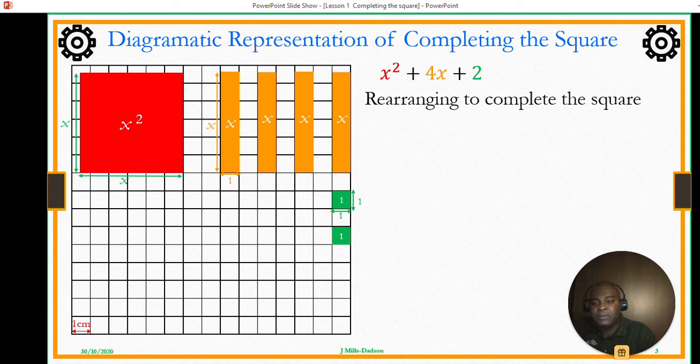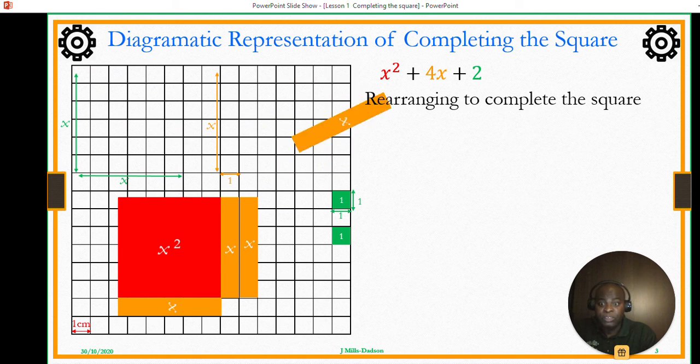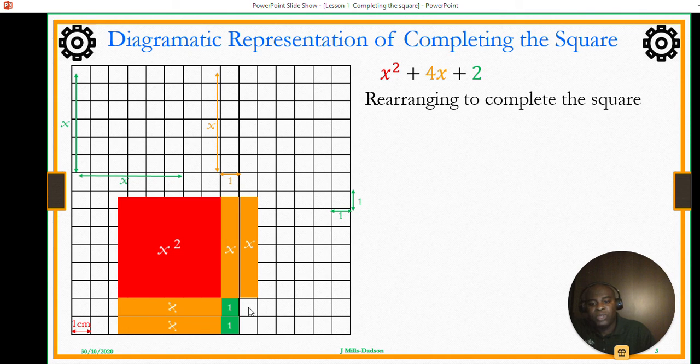Let's rearrange the square now. So split the middle term into 2. Rearrange around the x squared to form the dimension of the bigger square. Now to fill in, you realize that I've not been able to complete the square because there are 2 smaller squares missing, but I can still work out the area of this shape. And to work out the area, let's look at the dimension. The dimension of this side is x plus 2. The other side is also x plus 2.